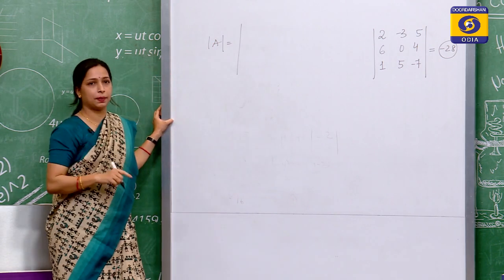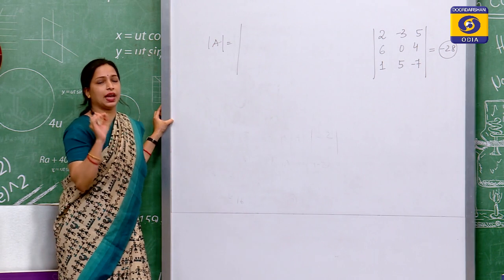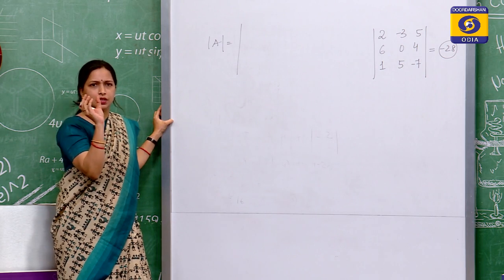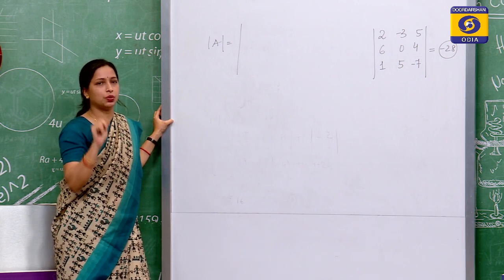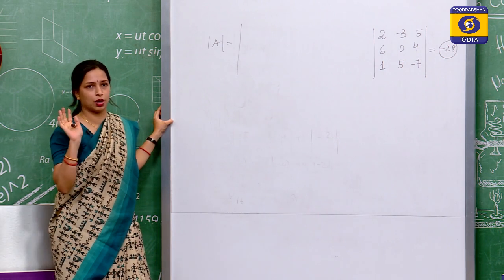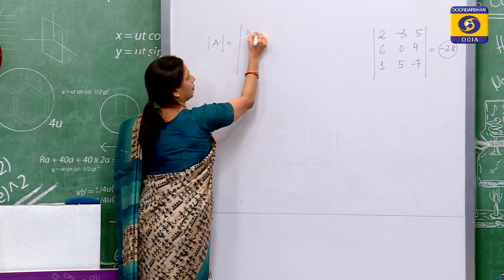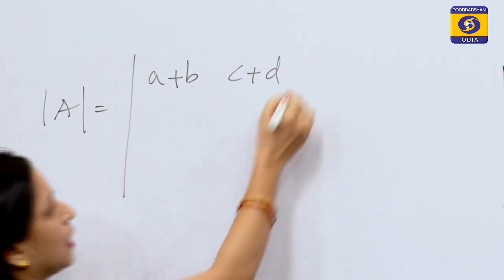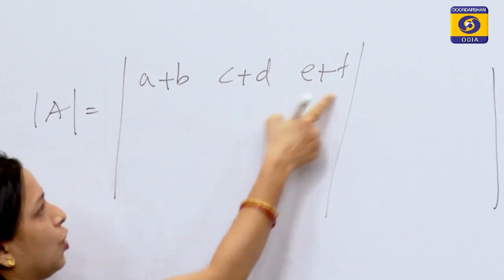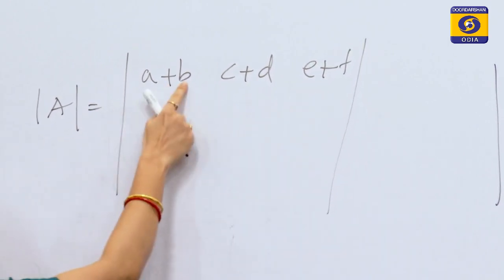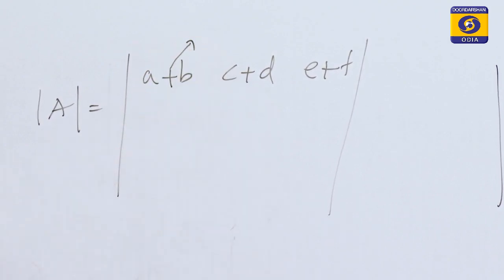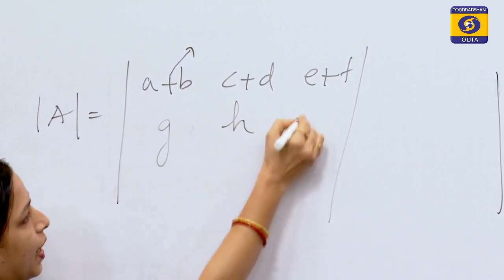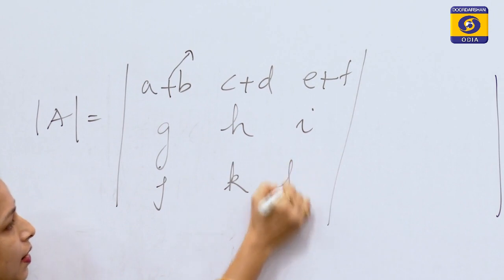It is told in the property that if every element of a row or a column is shown as a sum or difference of two terms, that means there are two terms in a particular row or in a particular column. Let us say A plus B, C plus D, E plus F. So, here in row 1 there are two terms A and B, and the algebra is plus, right. Now, the remaining elements G, H, I, J, K, L, right.